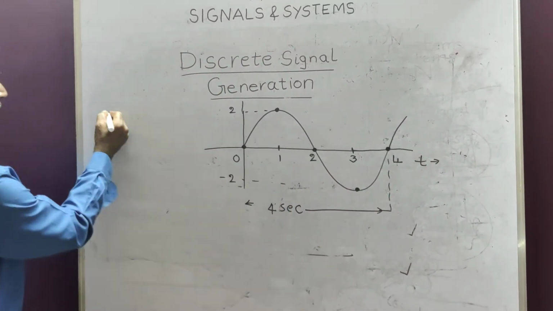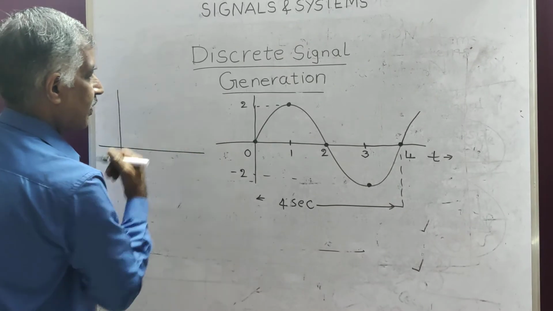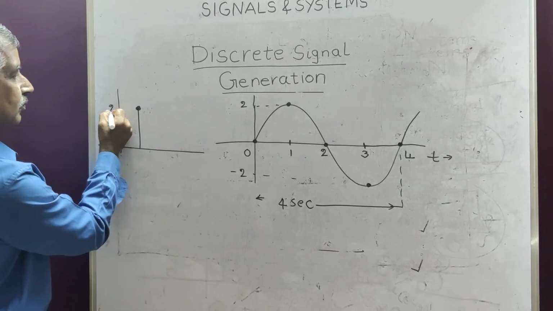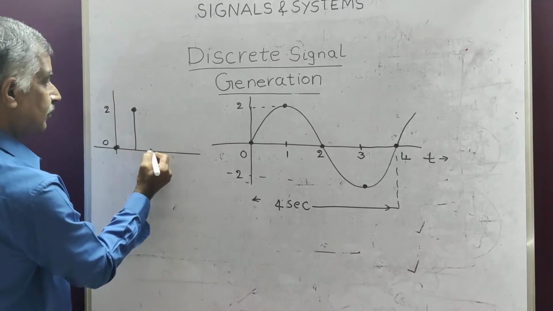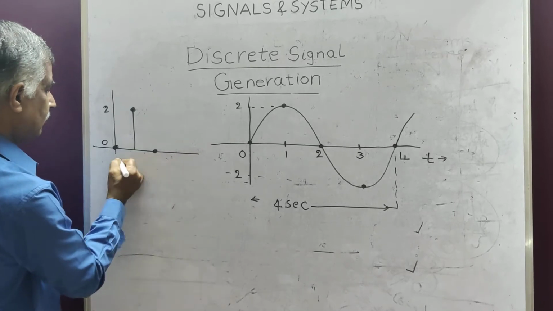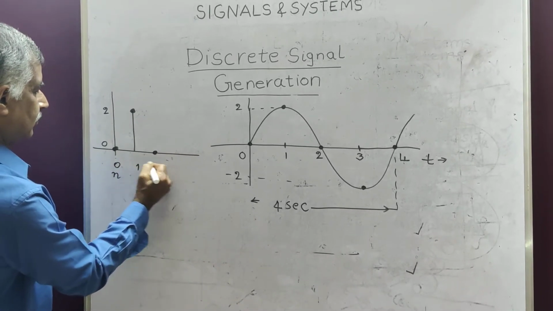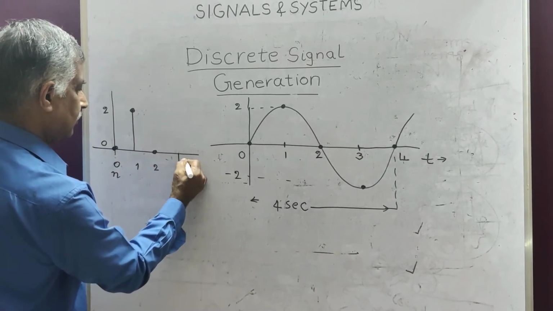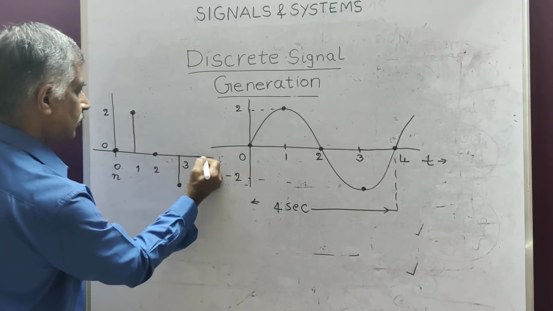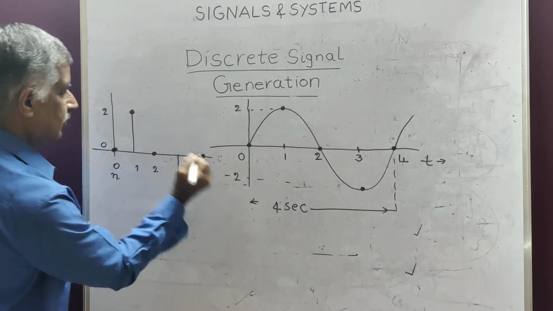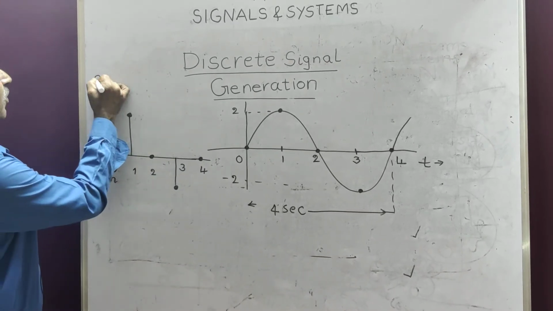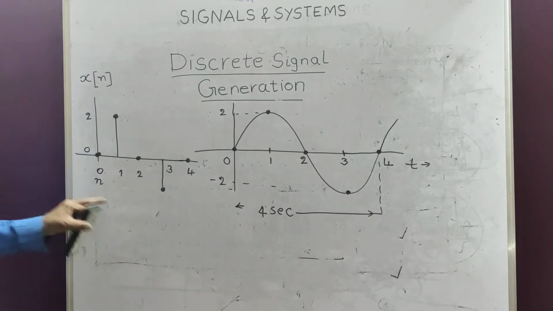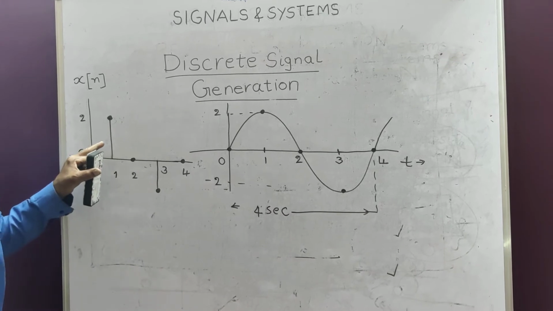If you sketch it in the form of a graph, it looks like this. So this is what is called x of n. x of n, so this is the discrete signal.